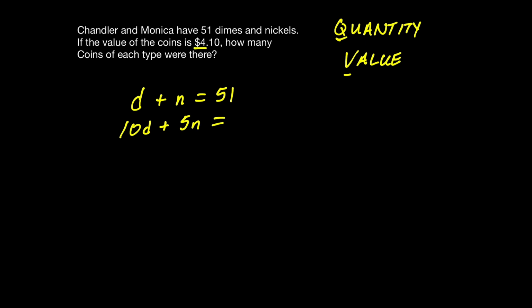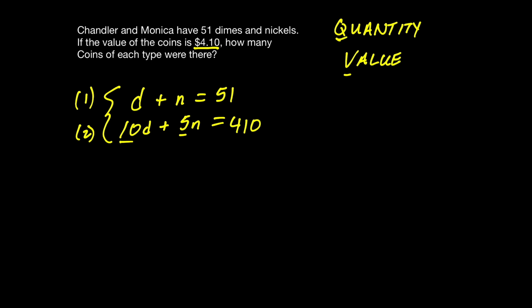Now I have to be careful here. This is in dollars, and I'm writing these in cents. So I have to write 410 cents here. So this is going to be my system of equations, and we like to be neat. We number these 1 and 2. Sometimes people will number them A and B.